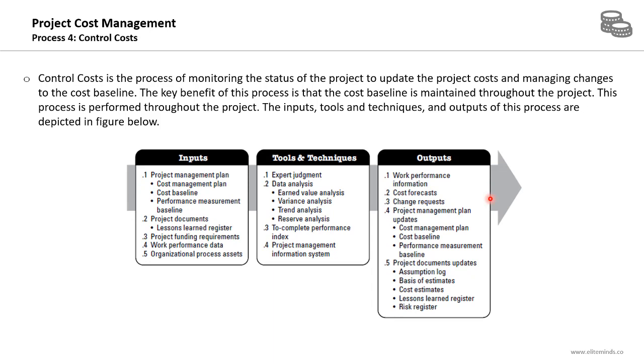For the inputs, we will need 3 components of the project management plan. We will need the lessons learned register, the project funding requirements, which is an output of the previous process, the work performance data, and the organizational process assets. The tools and techniques are the expert judgment, data analysis techniques, and the most important one is the earned value analysis. We will have also an important tool, which is the to-complete performance index, and the project management information system.